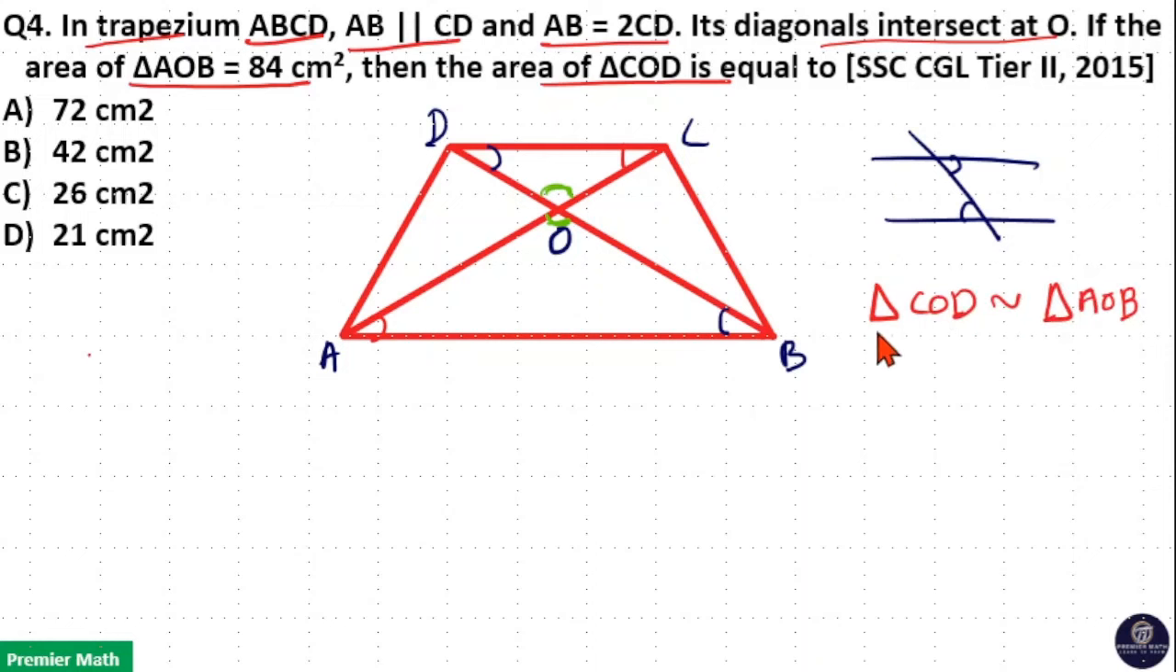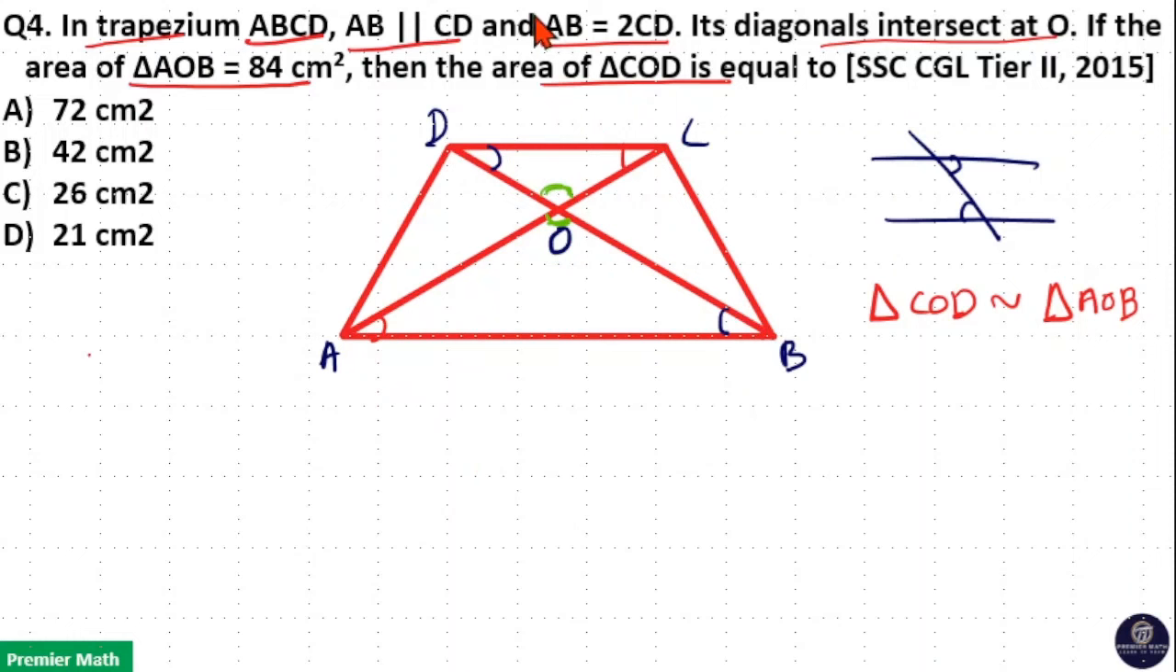For similar triangles, ratio of area of similar triangles is equal to the square of the ratio of its corresponding sides. Here corresponding side of triangle COD is CD and corresponding side of triangle AOB is AB.